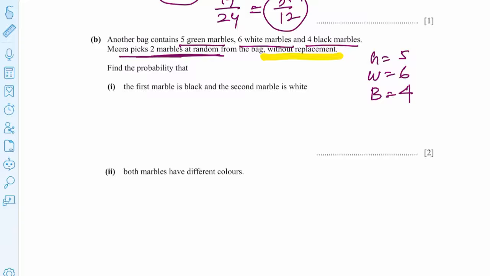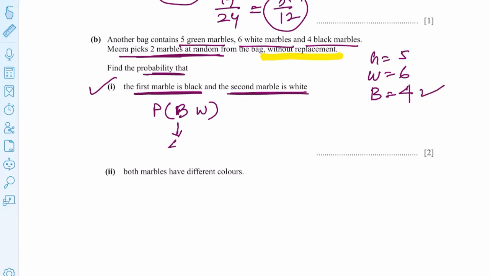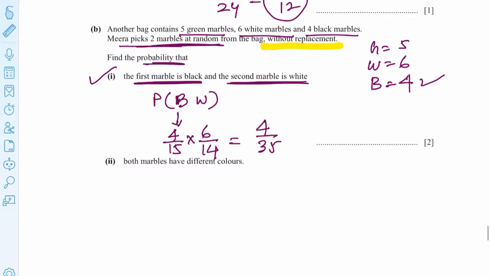Okay, so the first question is given. Find the probability that the first marble is black and the second marble is white. What does it mean? Find the probability of black and white, like this. To get the first black marble, it will be 4 out of 15. As this is a question without replacement, for the second time white is 6, but this will be out of 14. If you simplify this, you will get 4 over 35. Did you get it?